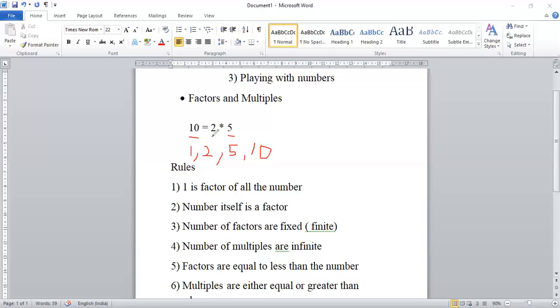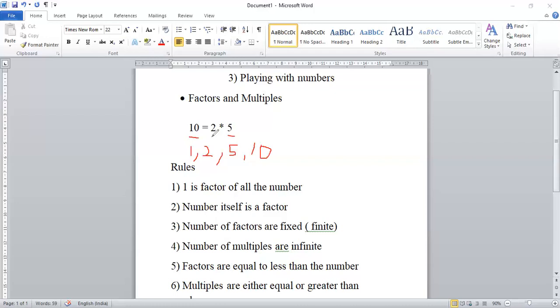Understood? If you multiply 1000 by 2, the answer will be 2000. So remember, the number of factors is finite, which means it is fixed, but the number of multiples is infinite because it is multiplied by all the numbers.